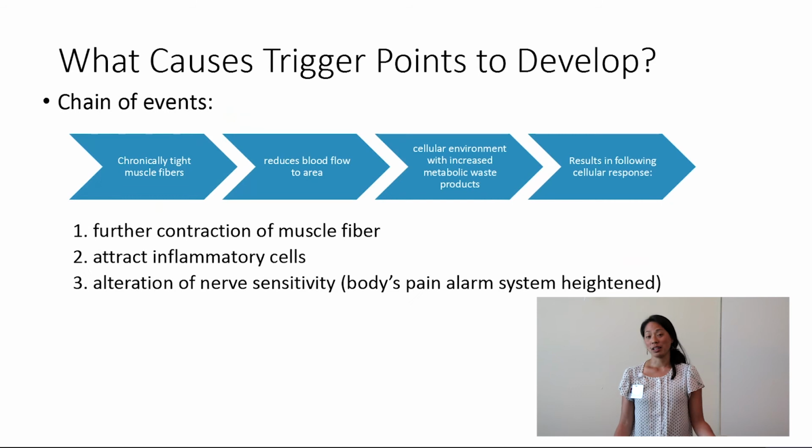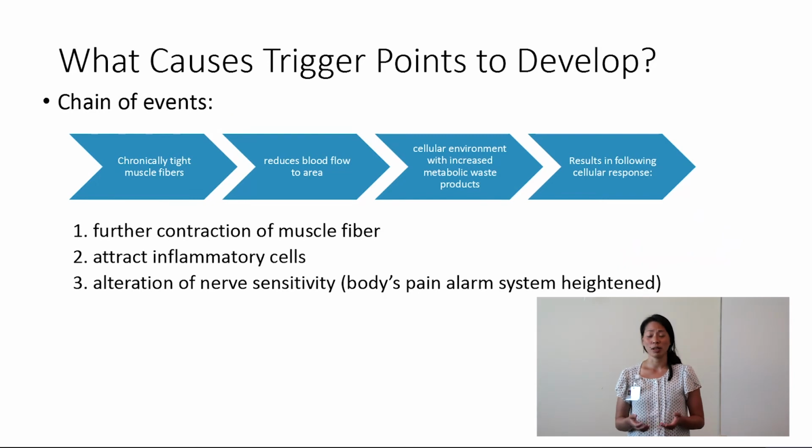In terms of the biological mechanism, what's actually happening to the muscles when trigger points develop? So when the muscles become chronically tight due to the things that I mentioned earlier, the muscle fibers can actually squeeze the capillaries or tiny blood vessels and consequently reduce blood flow into the area. The result? A cellular environment with reduced oxygen and a progressive accumulation of cellular waste products. And that can actually cause more muscle fibers to contract as a response.